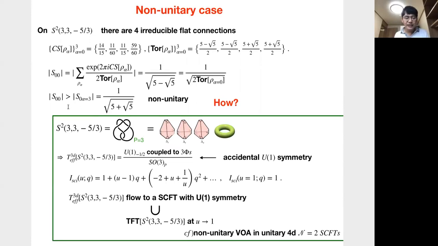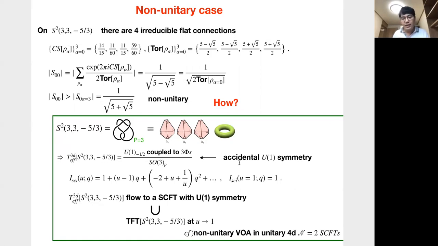To answer this question, we carefully analyze the effective field theory description of this manifold. And this manifold can be triangulated by 3 tetrahedra and 1 solid torus. And the resulting theory is given by this one: a U(1) theory coupled to 3 chirals, which has S3 times U(1) symmetry. And then we gauge the SO(3) subgroup of S3. Then this is the corresponding theory for this one.